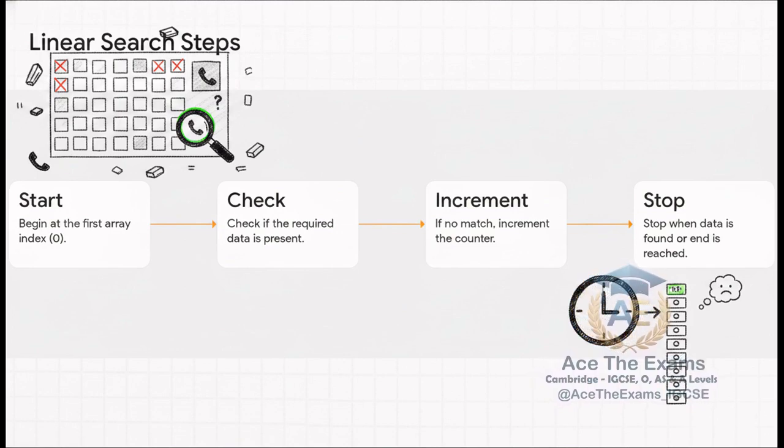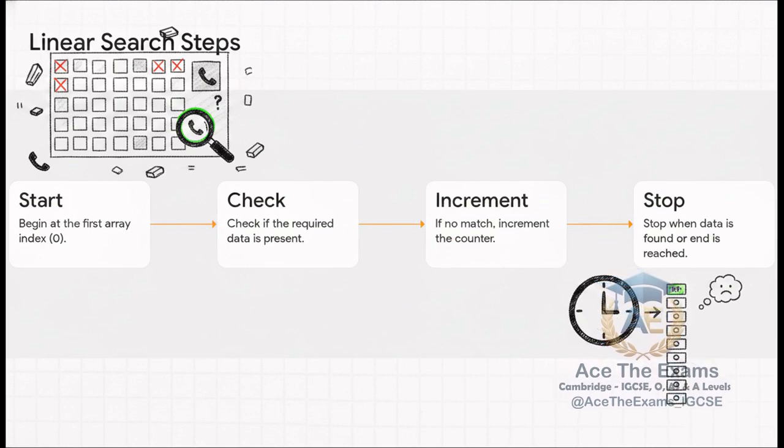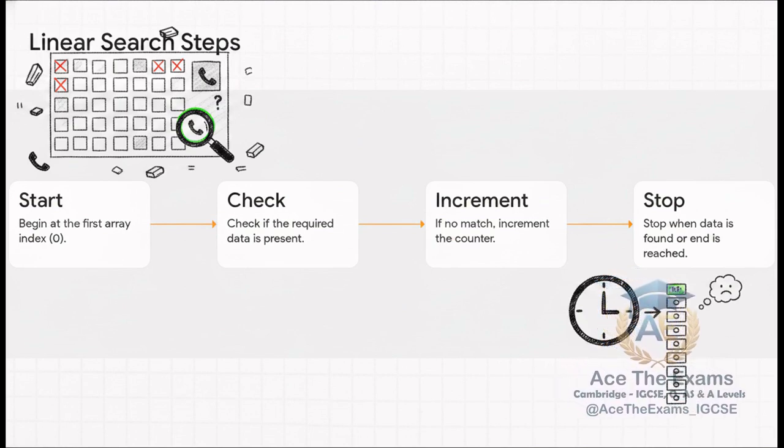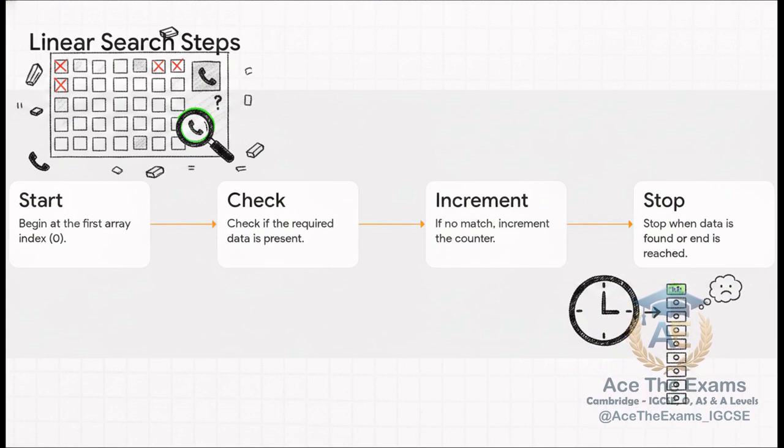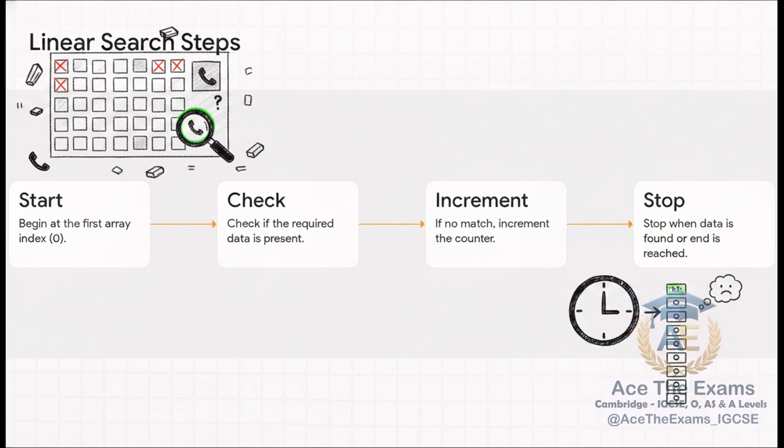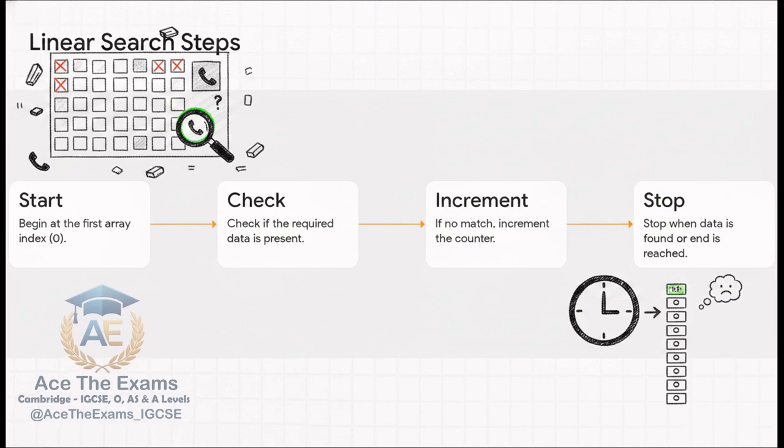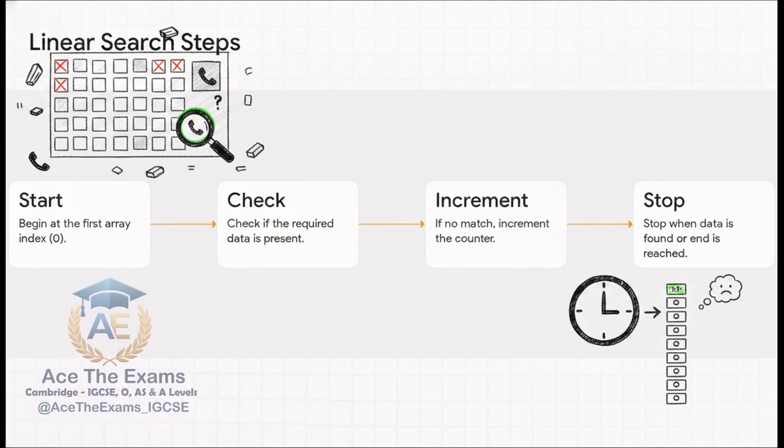However, as the source text wisely points out, if you are searching through an array containing 100,000 mobile phone numbers and the number you want happens to be the very last one, a linear search might take a little while because it has to check 99,999 wrong numbers first.